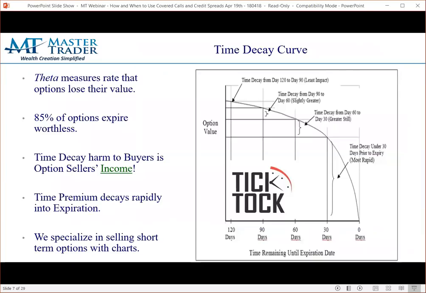Time decay is not linear. So if you buy an option for $30, it's not losing $1 every single day. It decays more rapidly into expiration, as this chart shows you. So this is 90 days, 60, 30, 0. The sweet spot, we like selling shorter term options because look at this curve. It's falling off the cliff at a faster rate the closer you get to expiration. So we specialize in selling options 30 days or less because the income to us, the option seller, is the greatest.